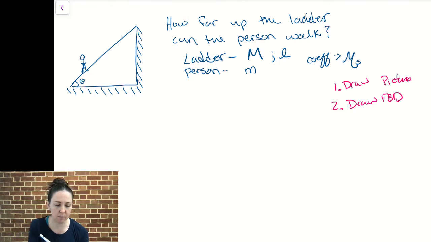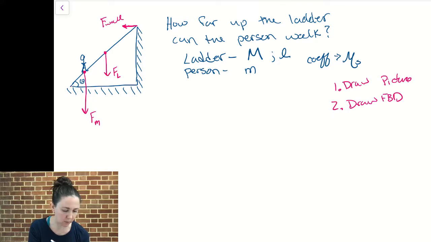So I have my force of gravity acting on the ladder, which acts at the center of mass. We'll call this FL, force of the ladder. And we have the force of gravity from the person. We'll call this FM, acting at the person. Okay, now we get that normal force of the ladder against the wall. I'm just going to call that the force of the wall.